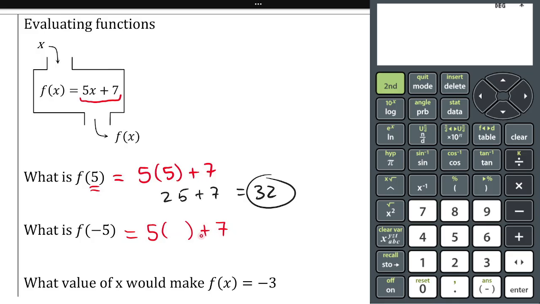This time, however, my input is the number negative 5. And when I look at this, 5 times negative 5 is the number negative 25, and then plus 7 more. This will be a negative number this time. This will be the number negative 18.